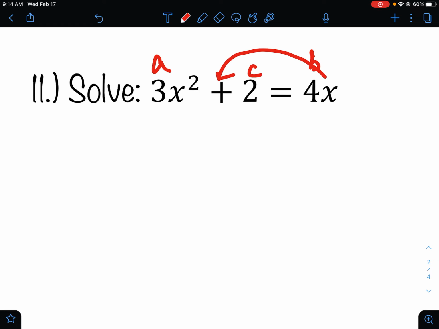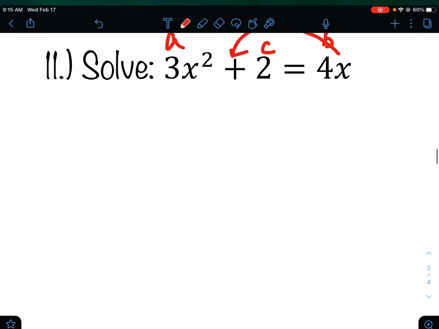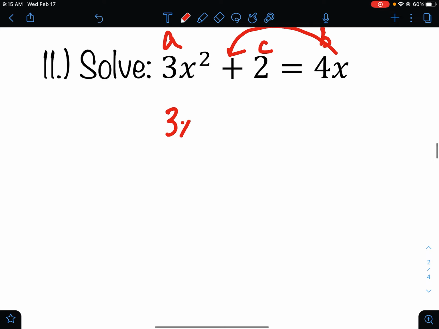Don't put it on the end. It needs to go A, B, C, not A, C, B. So the B is actually on the other side. We're going to bring it over. So I have 3x squared. Moving the 4x to the other side will cause it to change signs to minus 4x and then plus 2.